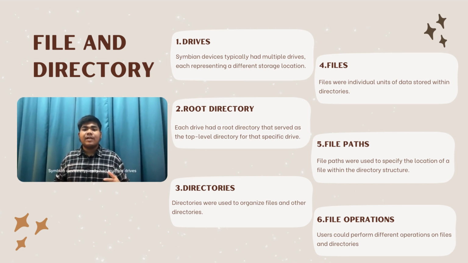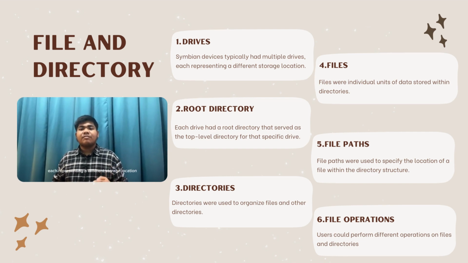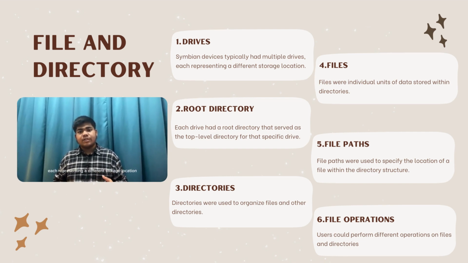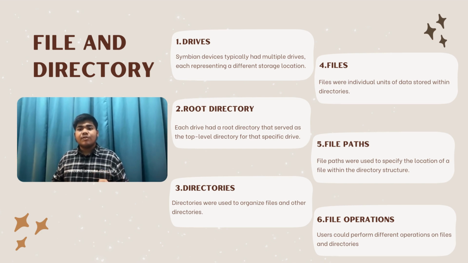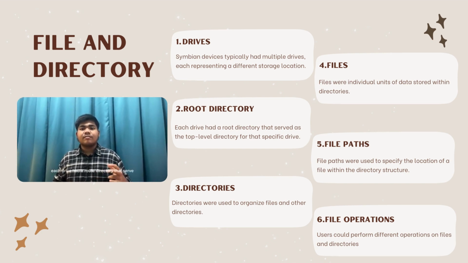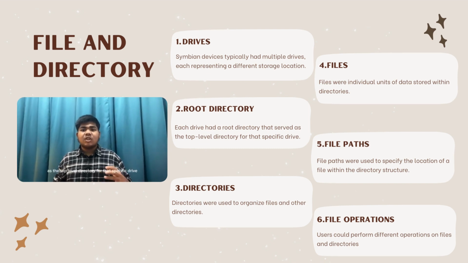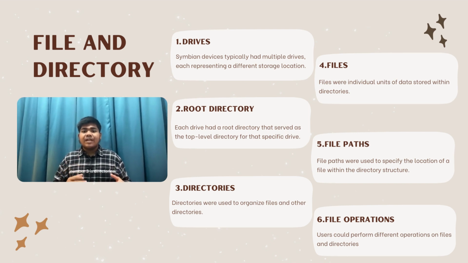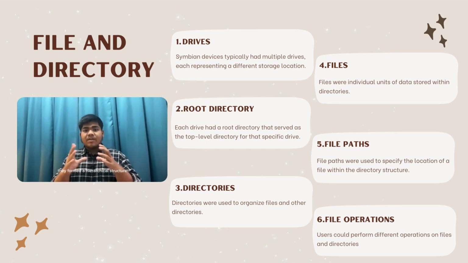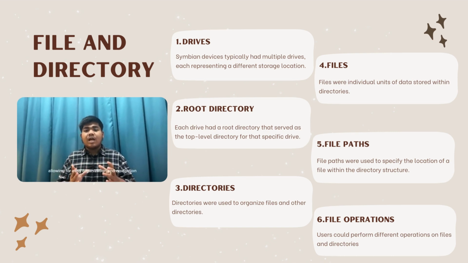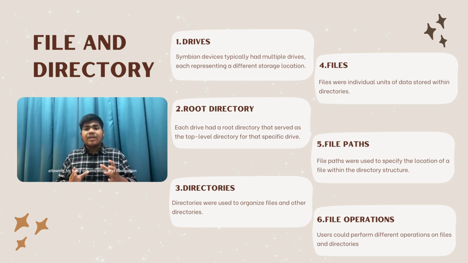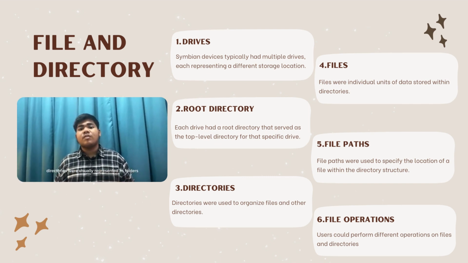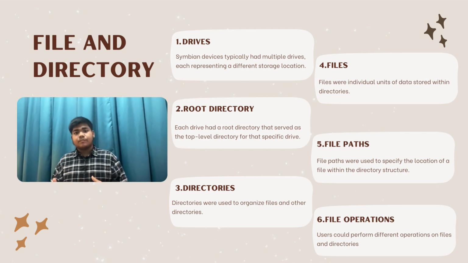Symbian devices typically had multiple drives, each representing a different storage location. Second is root directory. Each drive had a root directory that served as the top level directory for that specific drive. Number 3 is directories. Directories were used to organize files and other directories. They form a hierarchical structure allowing for easy organization and navigation. Directories were visually represented as folders.